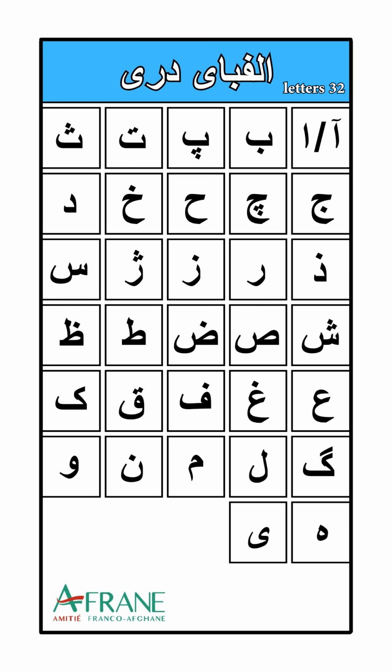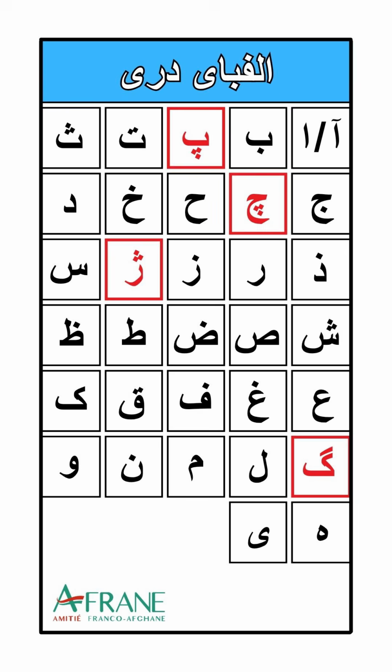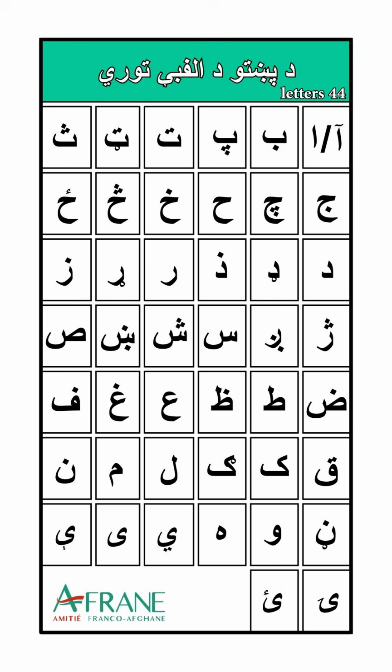Among these 32 letters, there are 28 letters that we can find in the Arabic language, so we call them the shared alphabet. And there are just 4 special letters that are in the Dari language, and they are dedicated to this language. As you can see in this table, they are marked with a red color, so they are P, Ch, J, and Gof.